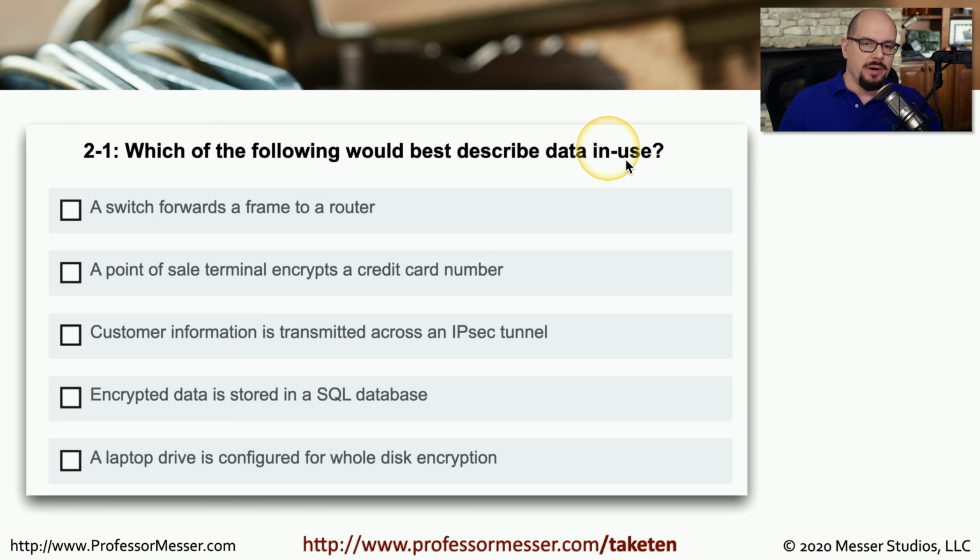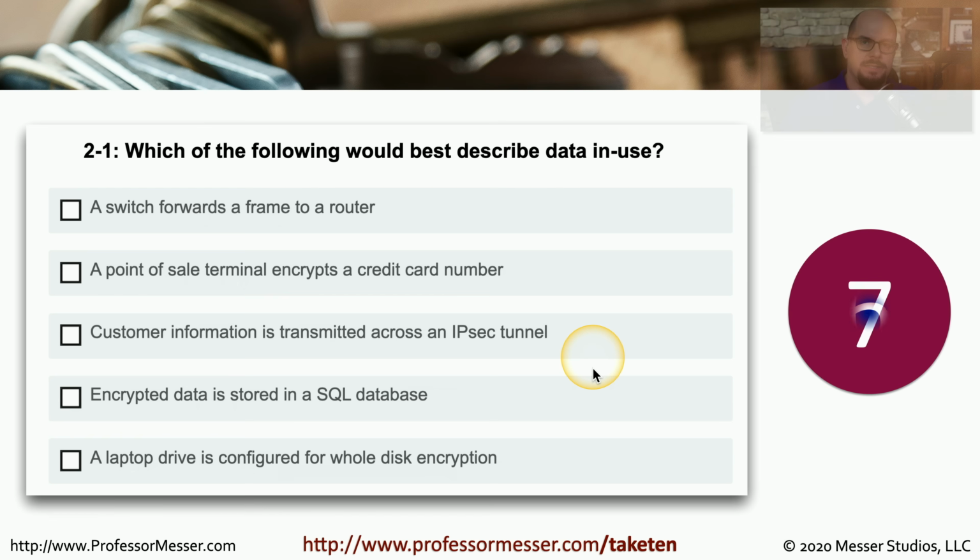Which of the following would best describe data in use? Would that be a switch forwards frame to a router? Would it be that a point-of-sale terminal encrypts a credit card number? Would it be that customer information is transmitted across an IPsec tunnel? Would it be that encrypted data is stored in a SQL database? Or would it be that a laptop drive is configured for whole disk encryption? We'll get the answer in 7 seconds.